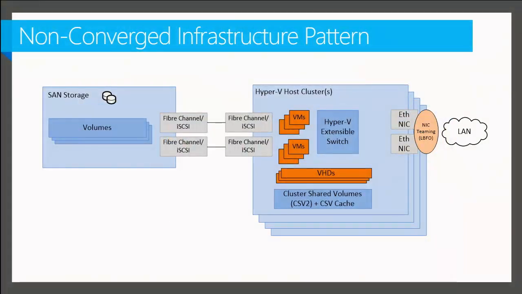So what that looks like is that on the left-hand side, you'll have your SAN storage. And then on the right-hand side, you'll have 1 or more Hyper-V clusters. Okay? Now, what you'll see is each of those Hyper-V servers has 2 or more NICs and 2 or more HBAs. And what you see is 2 different networks, the LAN side and the SAN side in this infrastructure. So this is pretty common.